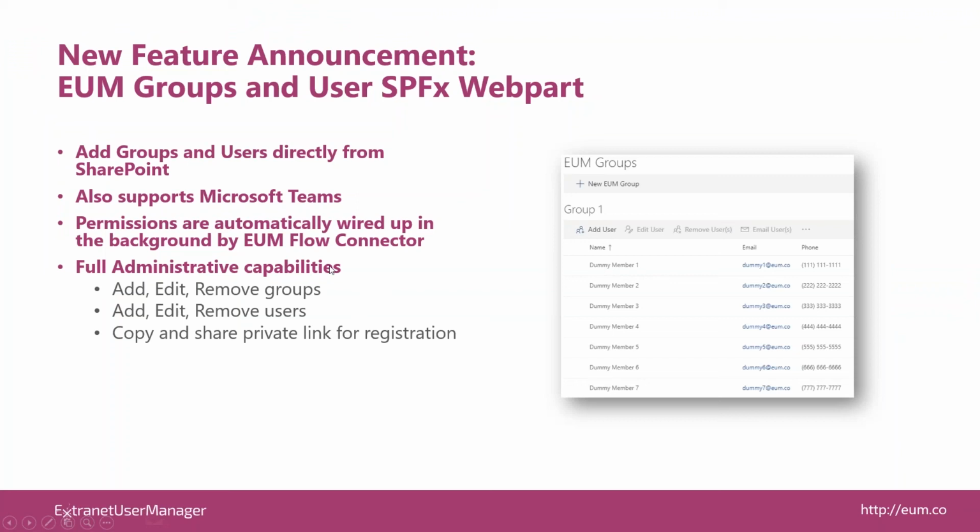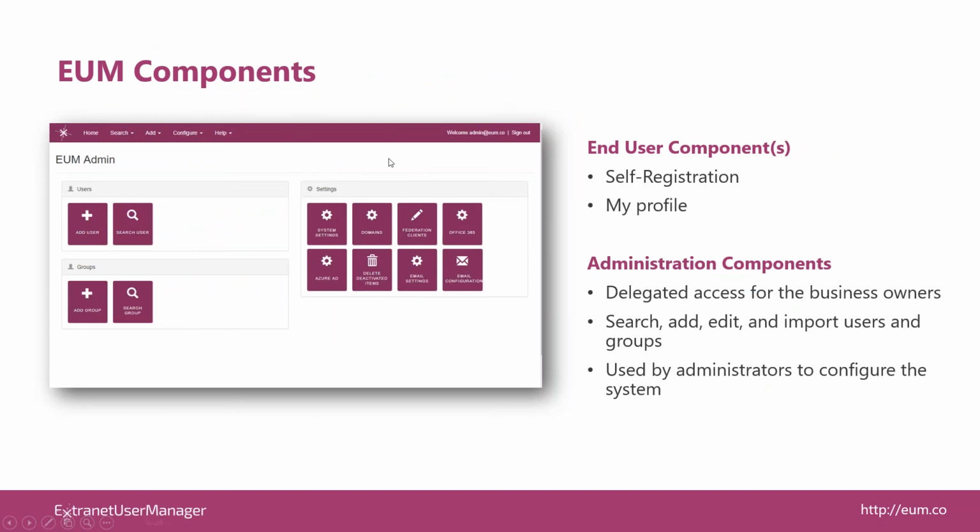So all of the ability to add and edit users happens through the web part, but then you can jump back into the full EUM interface that I was showing you as well, if you need to go further from that point of view. So we took a walkthrough of the Extranet User Manager admin console itself. We didn't go too deep into the user and the configuration side. Let's take a minute now just to have a quick look at that.